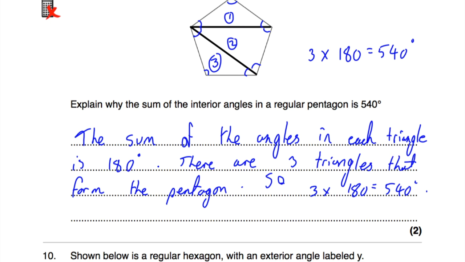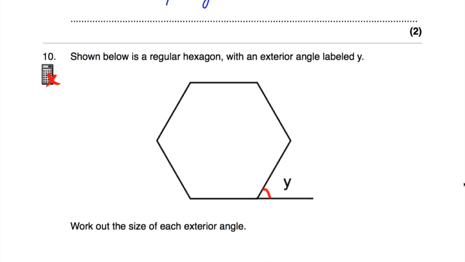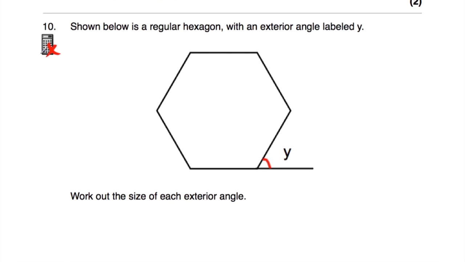And that's it. Okay, let's have a look at our next question, question number 10. Question number 10 says, shown below is a regular hexagon. So we've got this regular hexagon and it's got an exterior angle labeled Y.